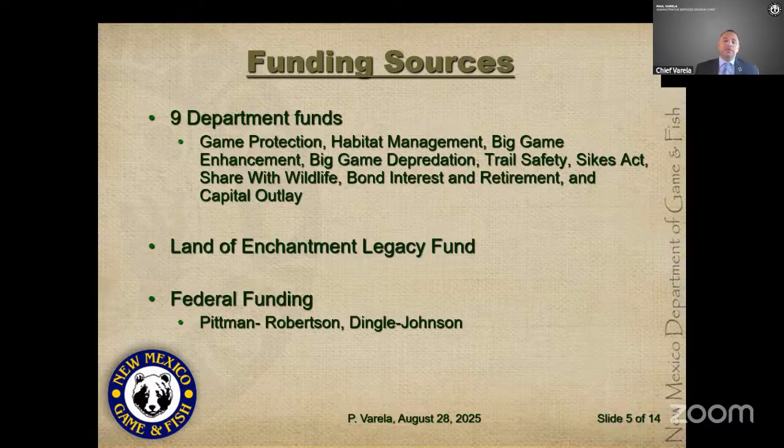And this year in 2027, we anticipate we'll receive the same amount of funding. And so we incorporated that into our fiscal year 2027 budget request. The department also receives federal funding from the Pittman-Robertson Act and the Dingell-Johnson Act. The Pittman-Robertson Act is excise taxes on firearms and ammo. And the Dingell-Johnson Act is excise tax on boating and fishing tackle.